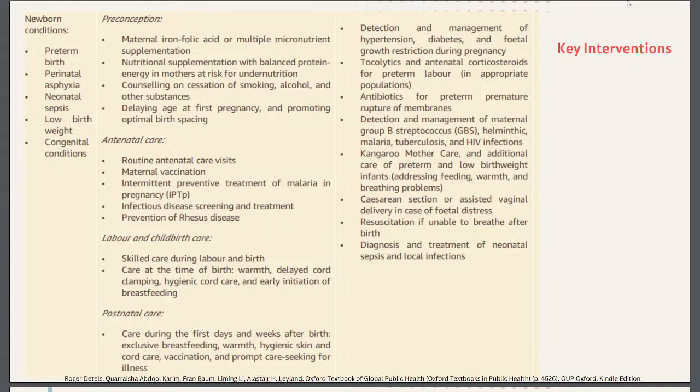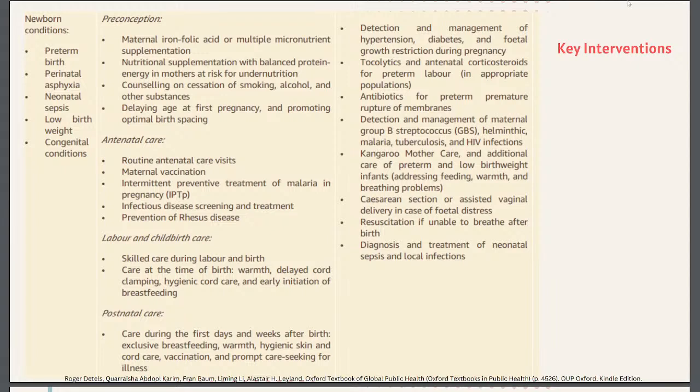And obviously these are only for the neonatal period. When we come to infancy, when we come to childhood, these interventions are many, many more, but I am just focusing on the neonatal ones. Detection and management of hypertension, diabetes and fetal growth restriction during pregnancy. These are the preventive ones, and these are the early detection and treatment ones. So you have read about primary and secondary prevention.